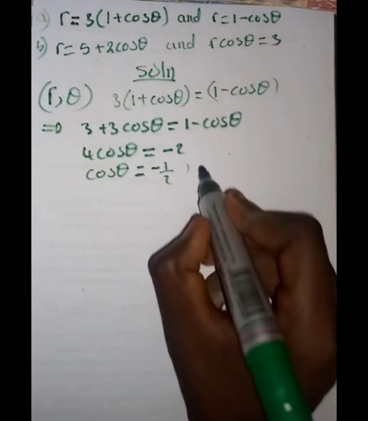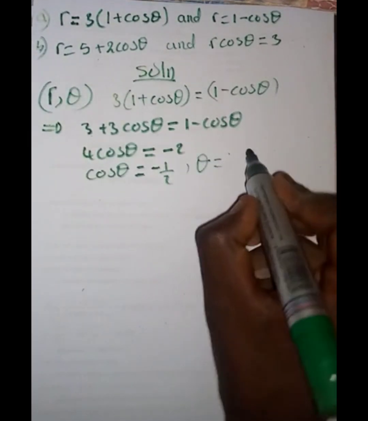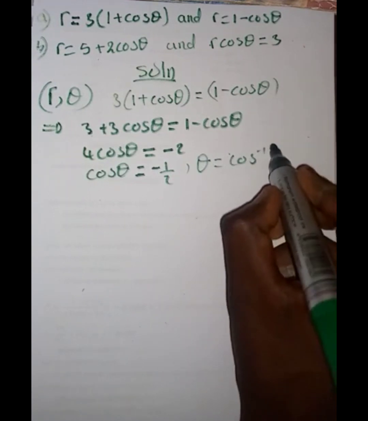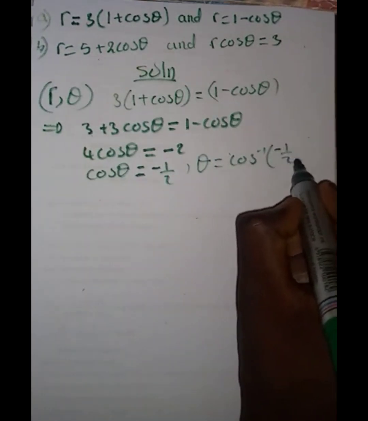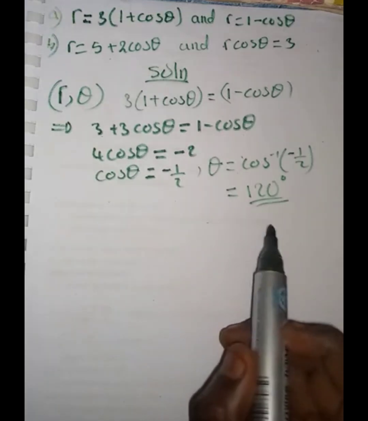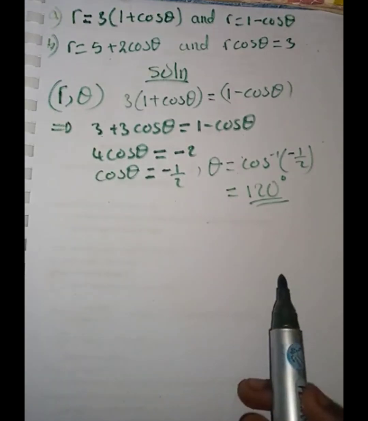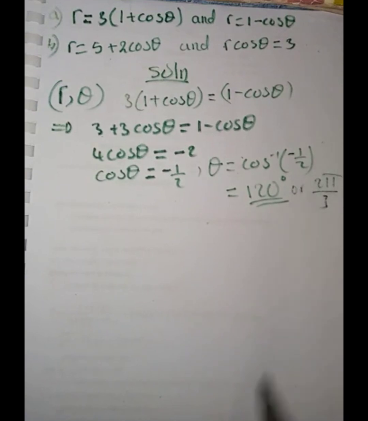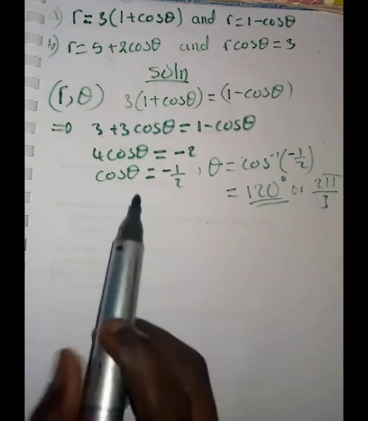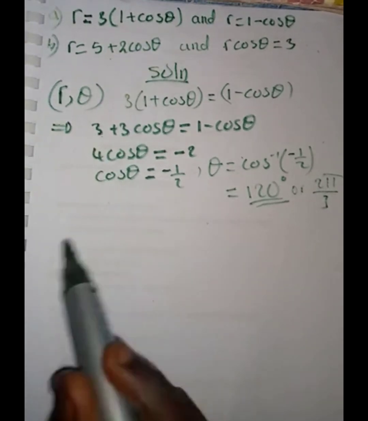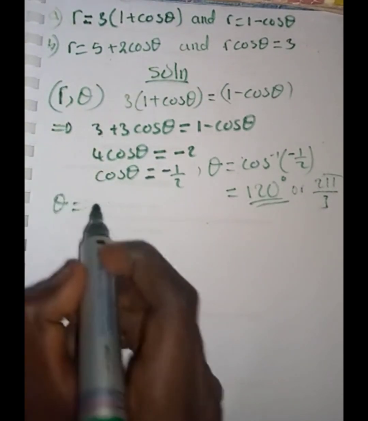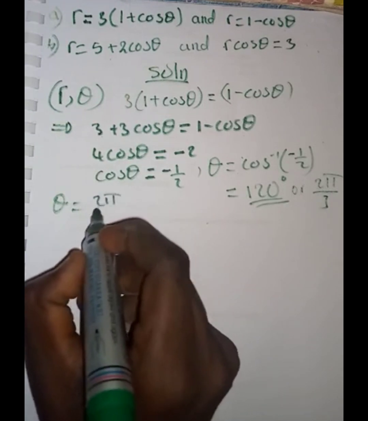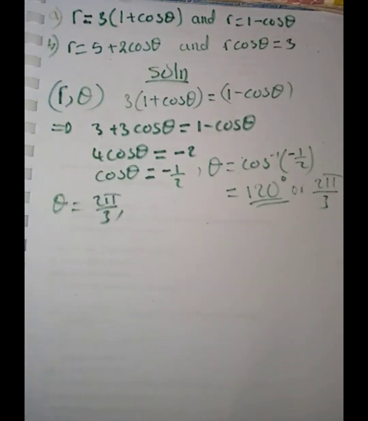That therefore means my theta is equal to cos inverse of negative 1/2. It gives us theta equal to 120 degrees, or we can write it as 2 pi over 3. So now we have the angle theta to be 2 pi over 3. Since we have the angle, now let's get the value of r.